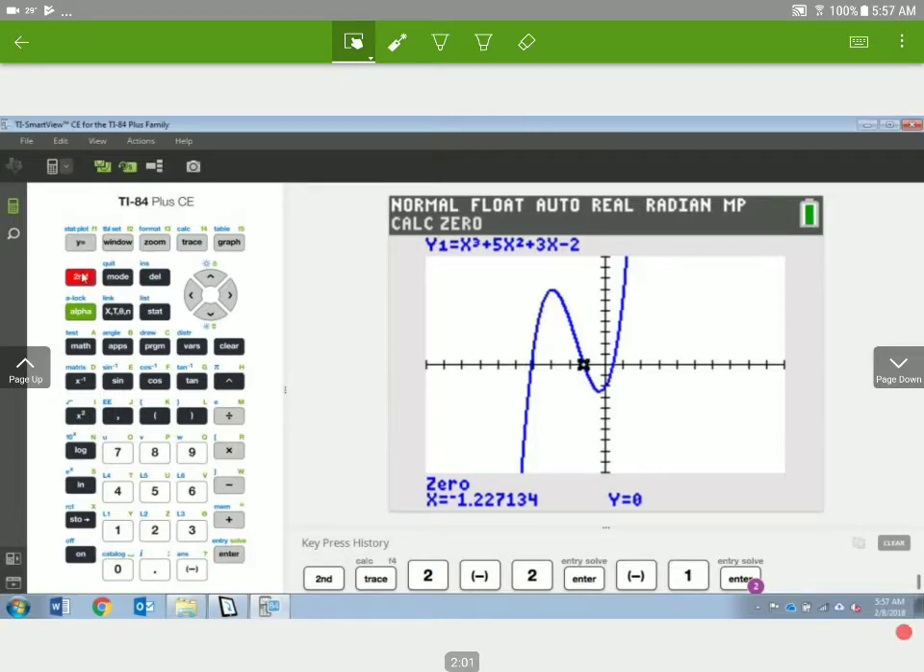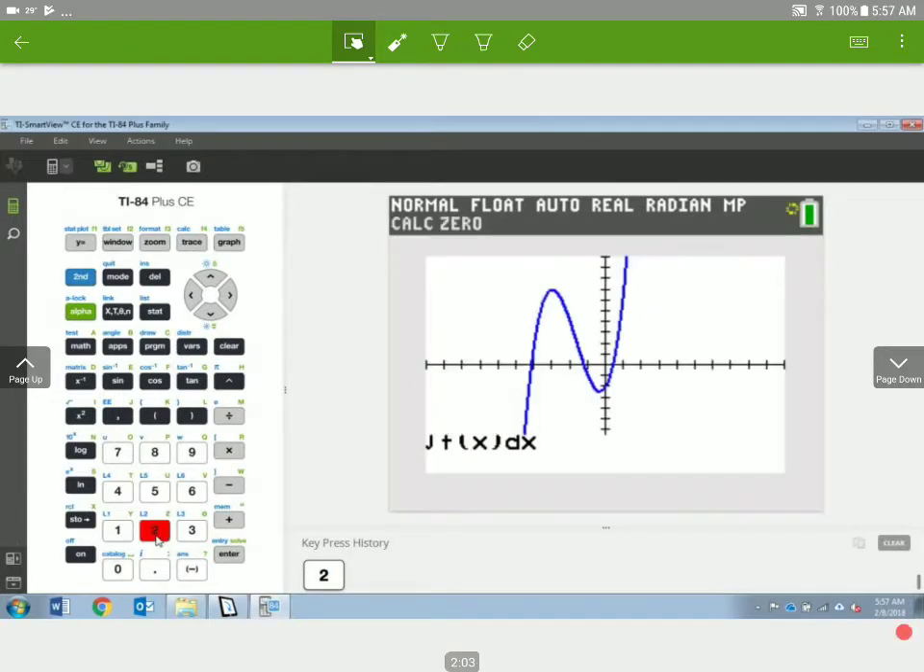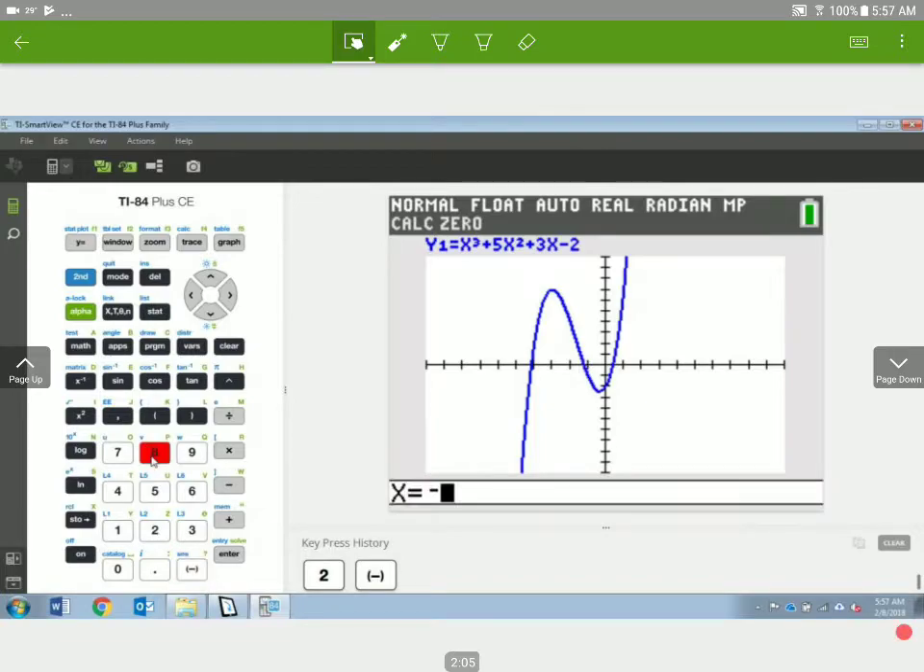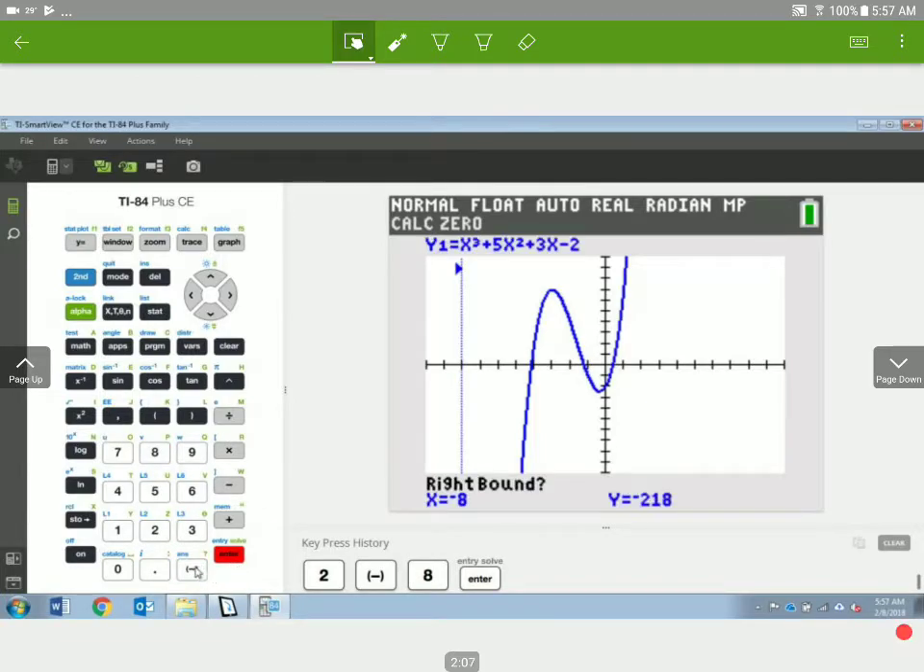So second, calculate 0. I'm just going to go -8 because I know it's beyond that. -4 sounds about right. Oh wow, that's close. Barely got that one. -4.2, 0. Okay, so those are the zeros. Next, they want the maximums and minimums. So like this right here is a local maximum.